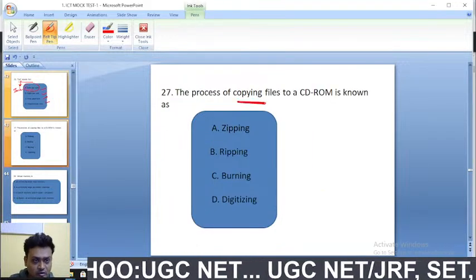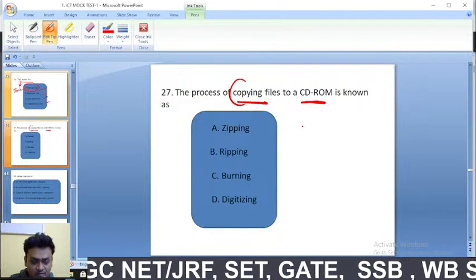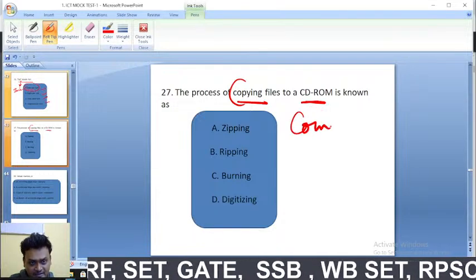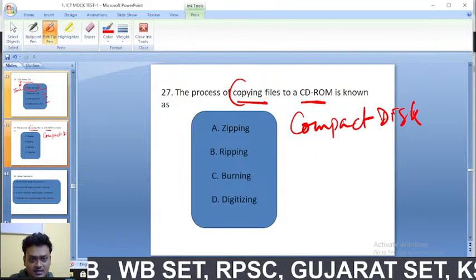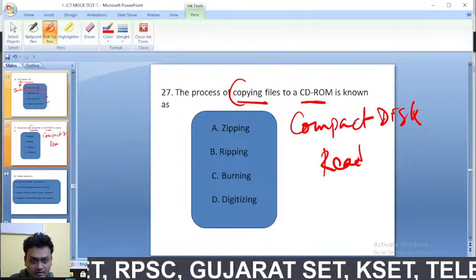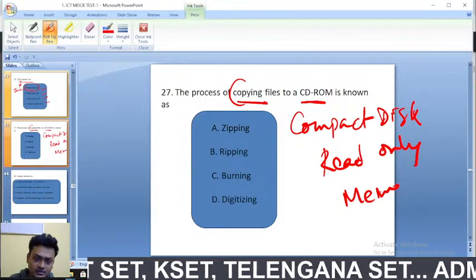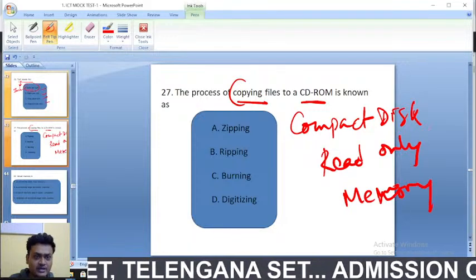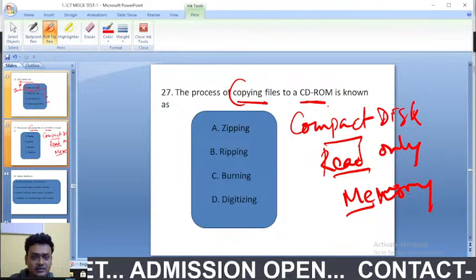The process of copying files to a CD-ROM. What is the full form of CD-ROM? That is compact disk read-only memory. CD means compact disk read-only memory.